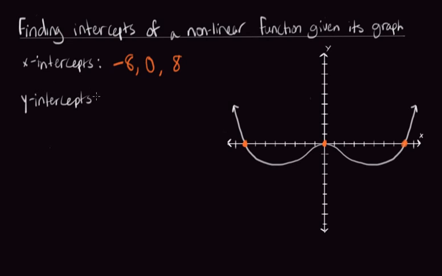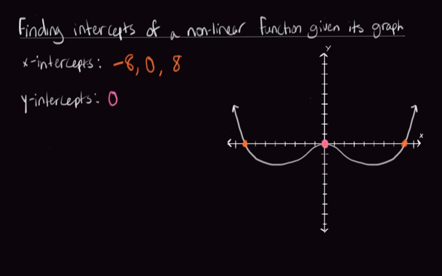if it's a function, there should only be one y-intercept. So as long as it's a function, there should only be one y-intercept. So let's take a look at our y-intercept. That's the place where the graph crosses the y-axis. In this case, it crosses right here at 0, 0. So in addition to being an x-intercept, 0 is also a y-intercept.